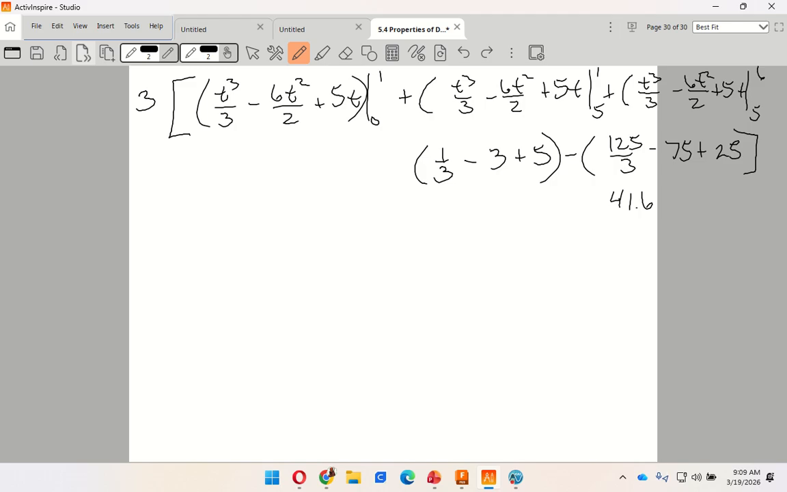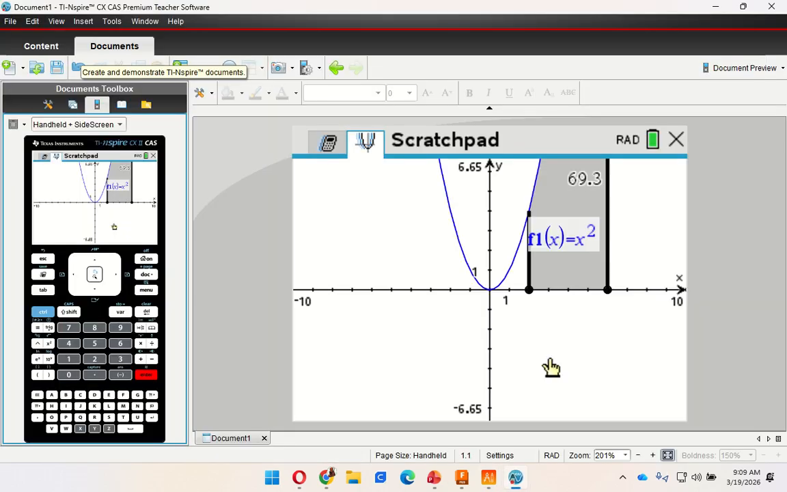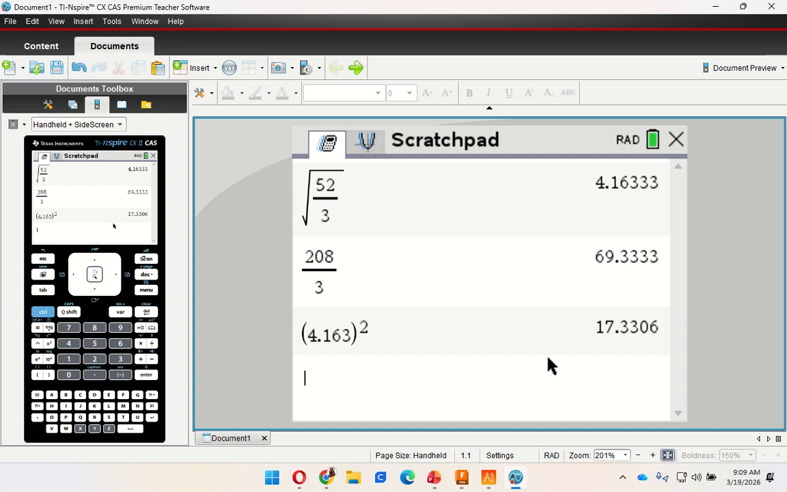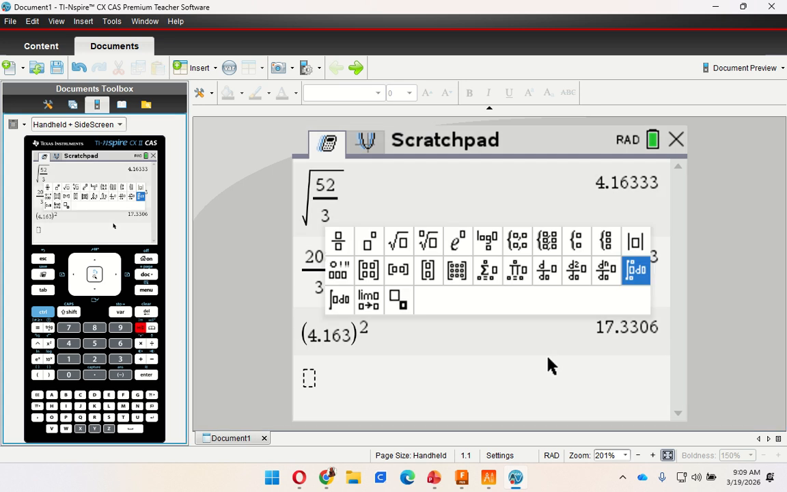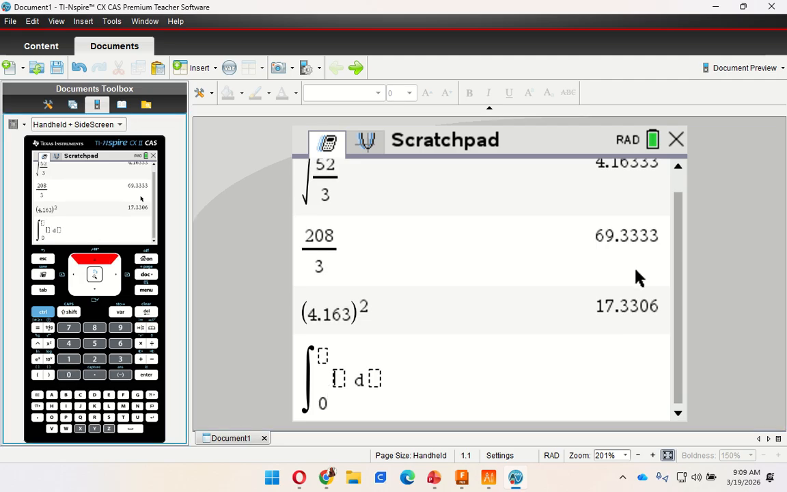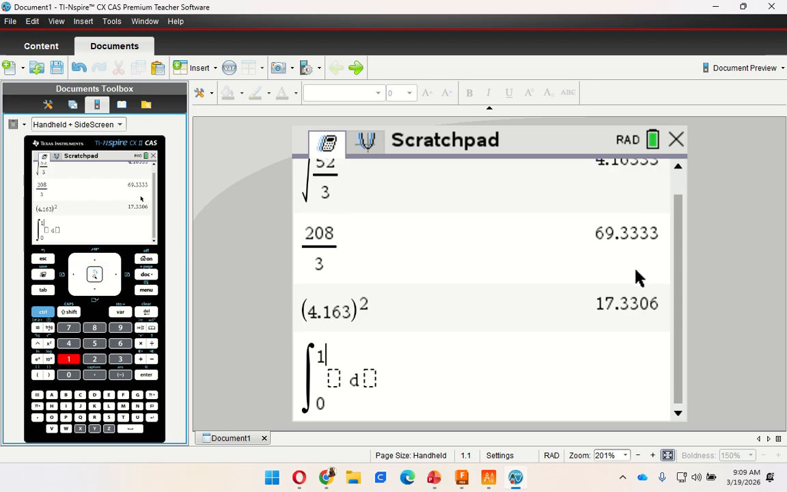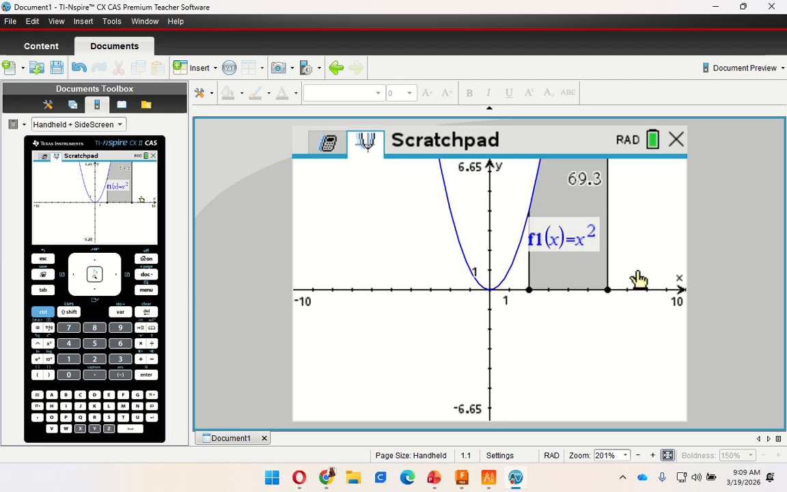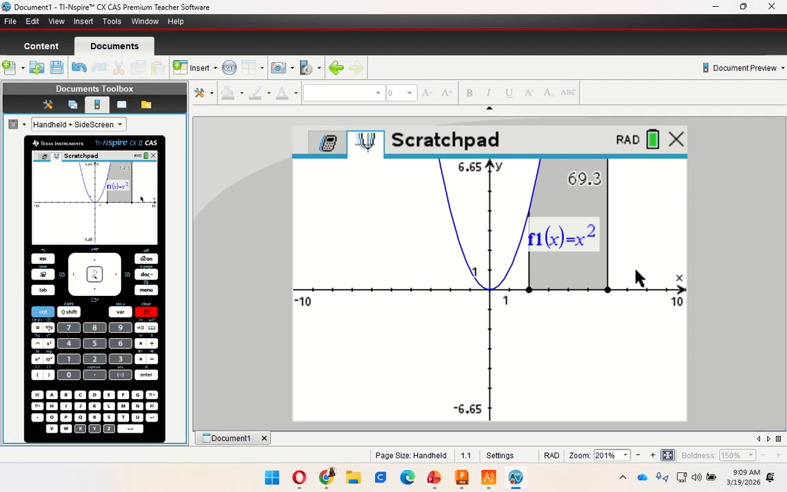And since I have 1 minute left, let's see if I can calculate it real quick. So, let me see, I have here an integration from 0 to 1. I'm probably not going to get to it.